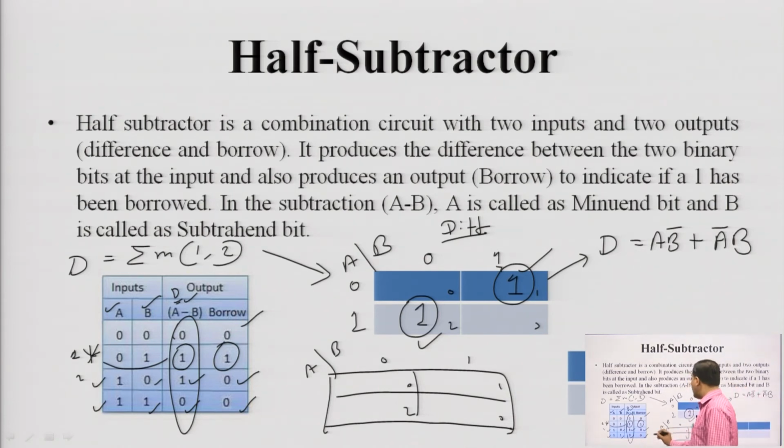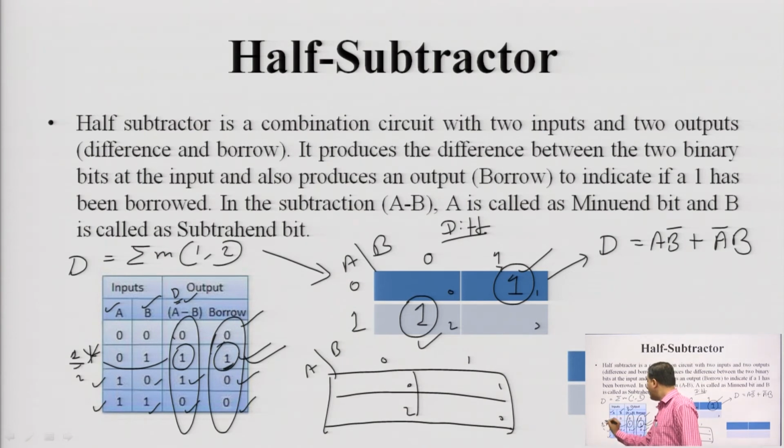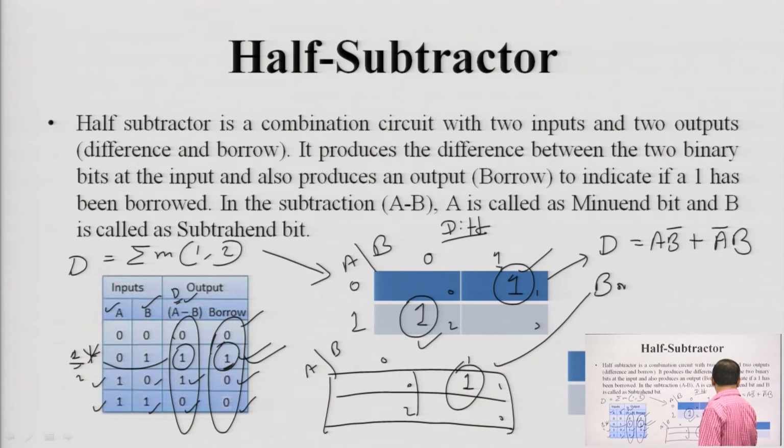For borrow, only 1, if we cover this column. We are having only 1 here for 1. So, here we will put it here. No grouping, only one individual. So, this is nothing but A bar B. So, borrow will be A bar B. Got it? Clear? So, we have got 2 Boolean expressions, one for difference, one for borrow.